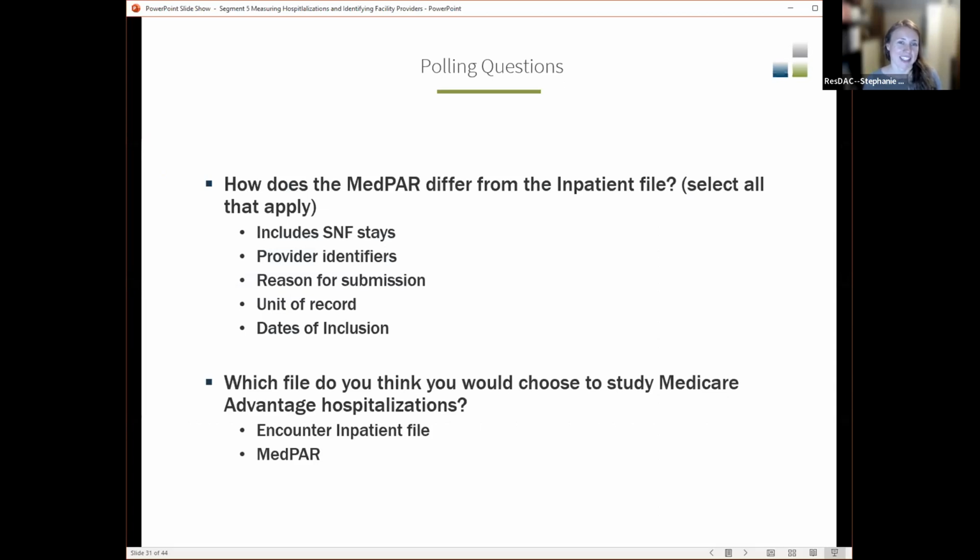So just a quick poll to help review. Go back to our polling questions. So how does the MedPAR differ from the inpatient file? And then which file do you think you would choose if you were wanting to study?